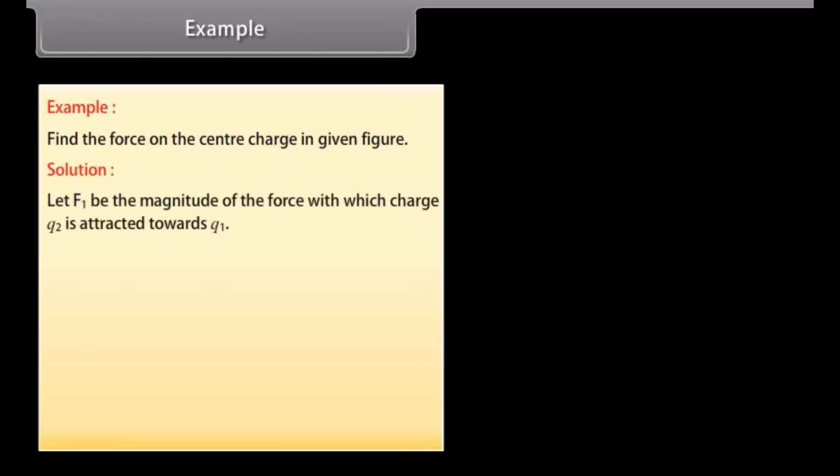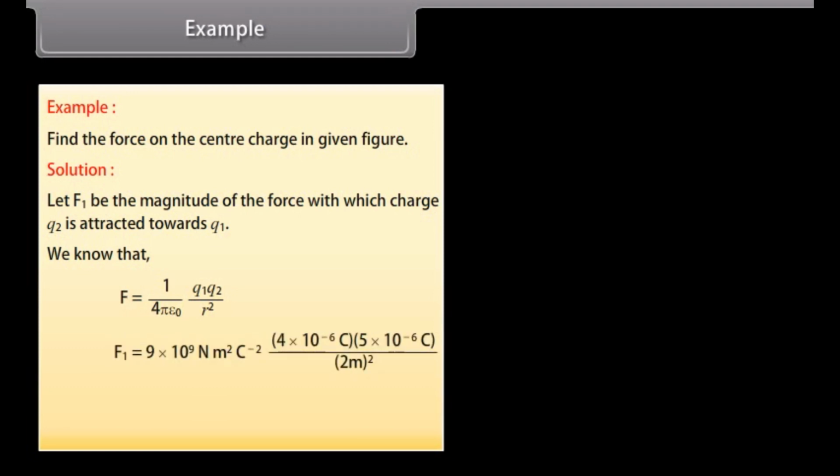Example. Let's take an example on Coulomb's law. Find the force on the center charge in the given figure. Let's see the solution. Let F1 be the magnitude of the force with which charge Q2 is attracted towards Q1. We know that F1 is equal to 1 upon 4 pi epsilon naught multiplied by Q1 Q2 upon r square.